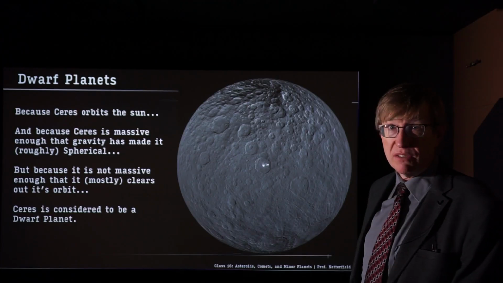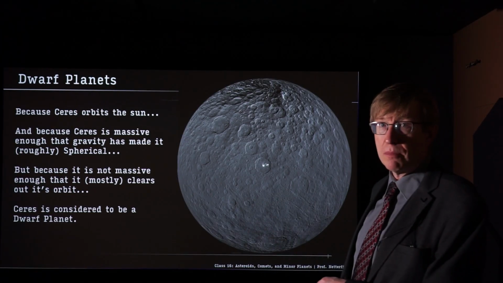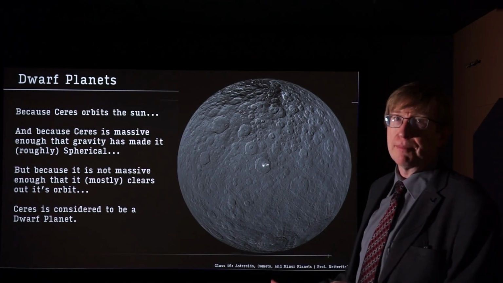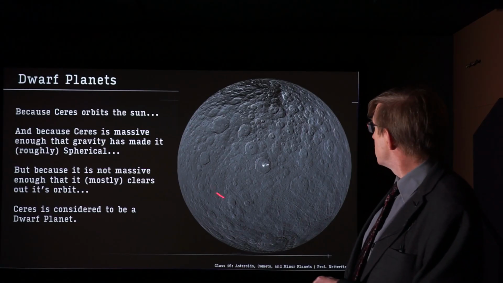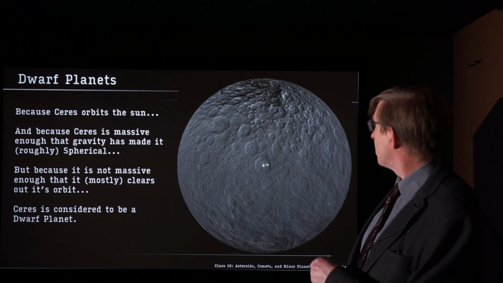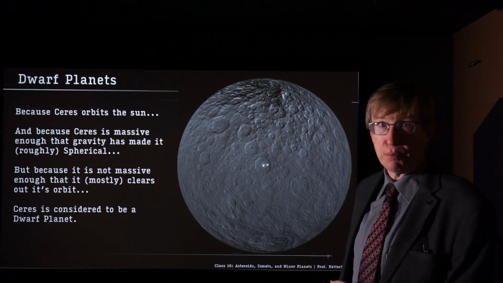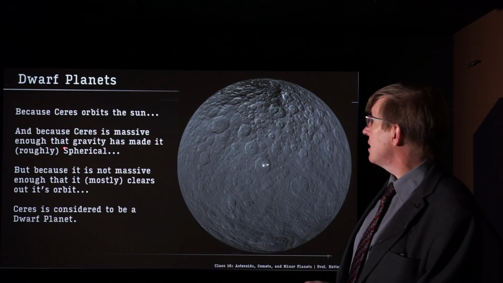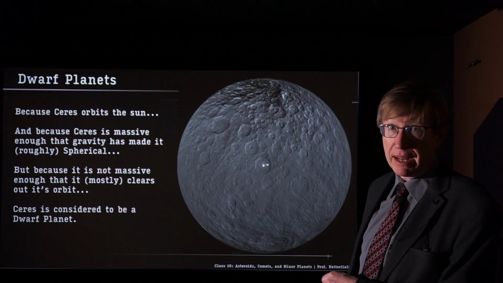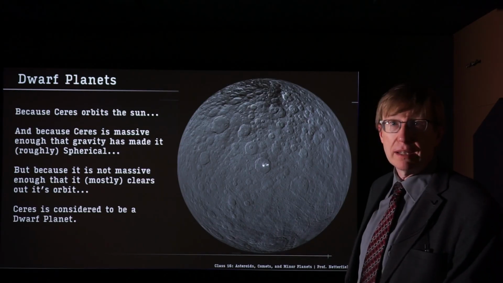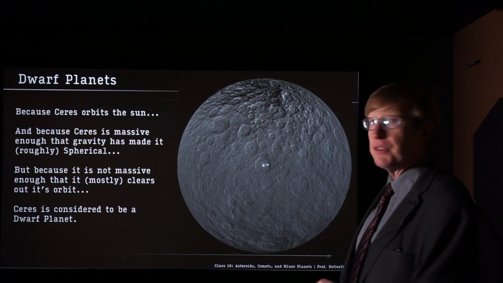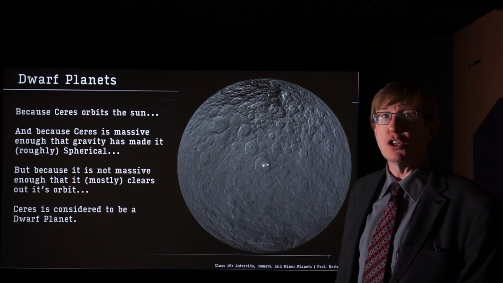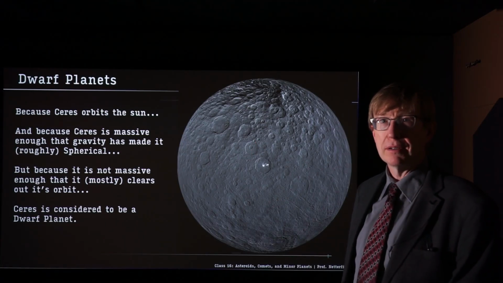But because it's not massive enough that it mostly clears out its orbit, there's a whole bunch of other things sharing the same orbit as Ceres that are not wildly different in mass, we consider Ceres to be a dwarf planet. Because it orbits the sun and is massive enough to be spherical, it's a planet. Because it doesn't clear out its orbit, it's a dwarf planet. So there we go. Ceres, the smallest of the dwarf planets. It's also the largest object in the asteroid belt.